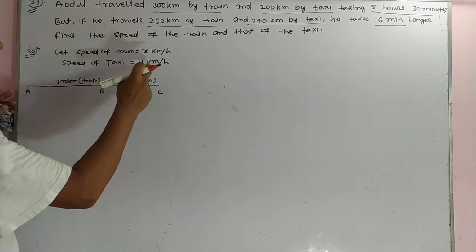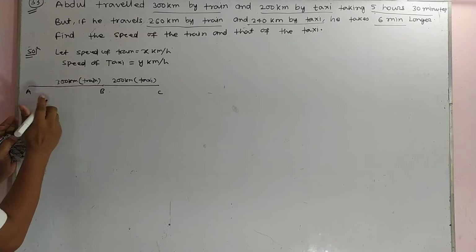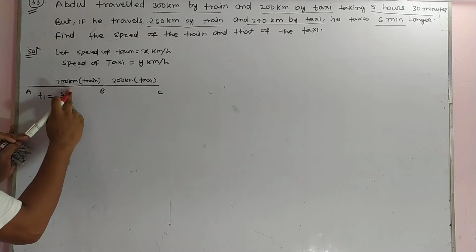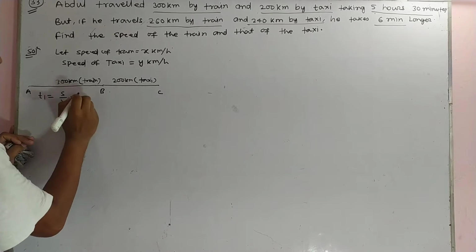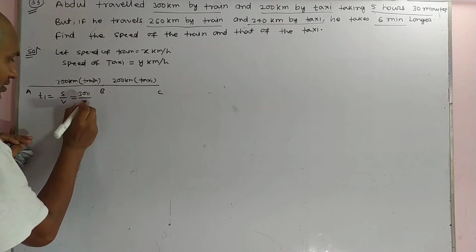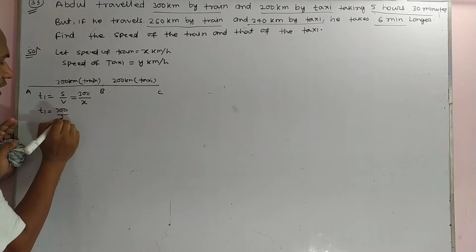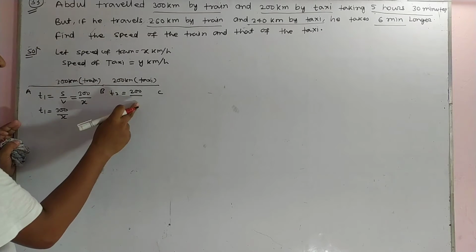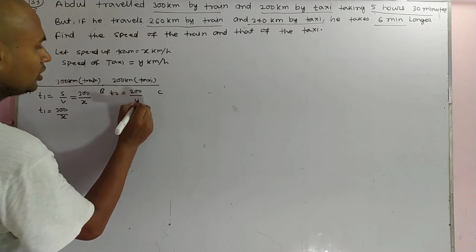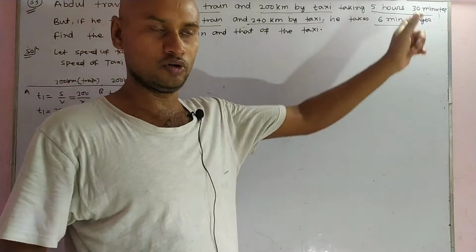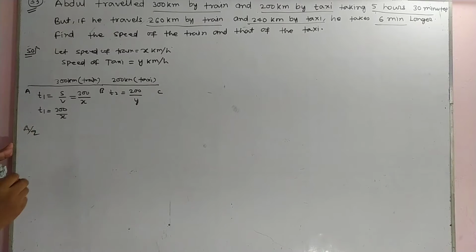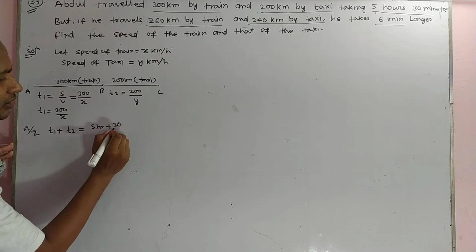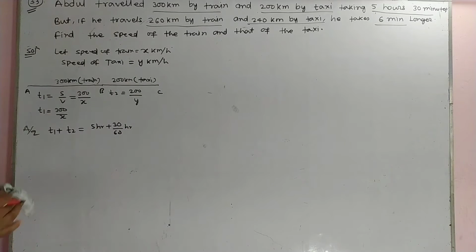Again, we already assumed that the speed of the train is x kilometer per hour and the distance is already given. So you can find the time taken by the train, t1. The t1 becomes s by v, that is distance by speed. Distance is 300 and the speed is x, so t1 becomes 300 upon x. Again from B to C, t2 becomes 200 upon y, the speed of the taxi. So t1 plus t2 is 5 hours 30 minutes, which is 5 plus 30 divided by 60 hours, because we convert the 30 minutes into hours.